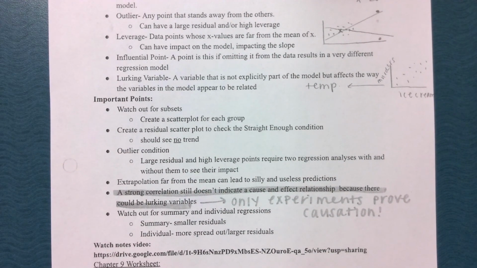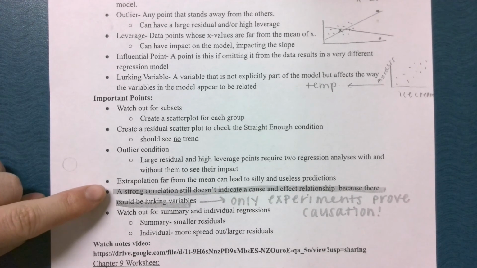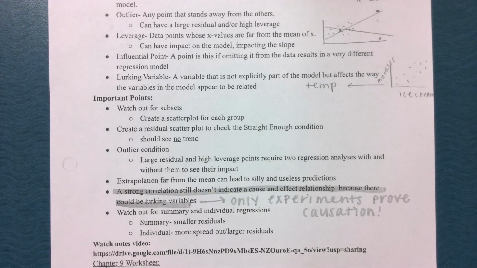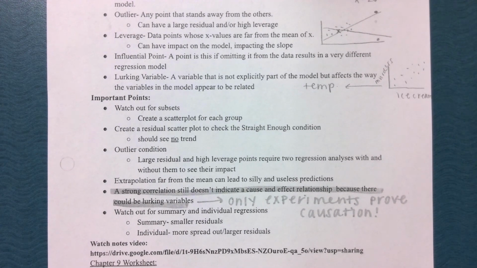Okay, just a few other important points here. I'm just going to point out what I think is the most important. It's the second to last bullet point. A strong correlation still doesn't indicate a cause and effect relationship because of these lurking variables. The only way to prove causation is through an experiment. So please, please, please do not say that ice cream sales are causing murders. There's no way to prove this causation unless we run an experiment.